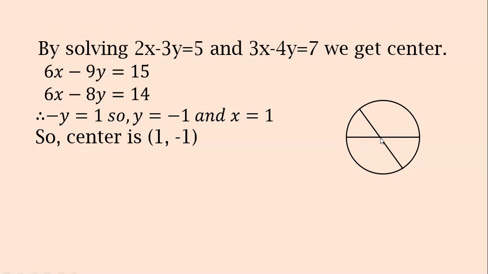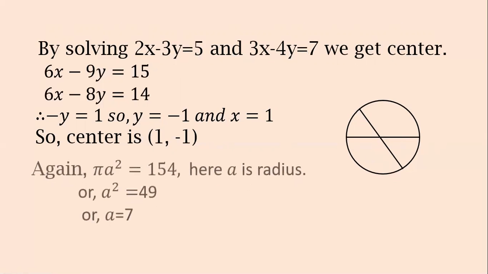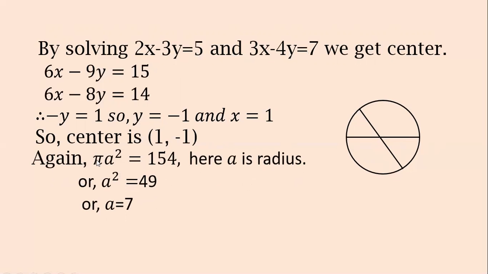So this is the intersection point of the diameters. So this is the center. So the center is (1, minus 1). Now the area is given, 154 square unit. So pi a square, here we consider a as radius, and putting the value of pi as 22 by 7, we get a square is equal to 49 and a is equal to 7. So this is the center and this is the radius.